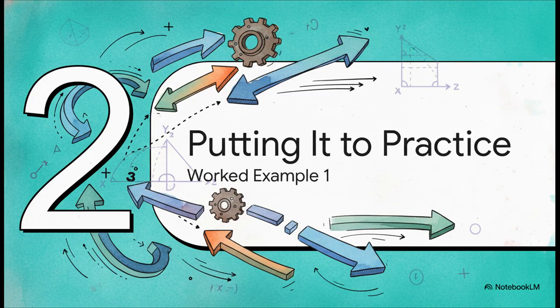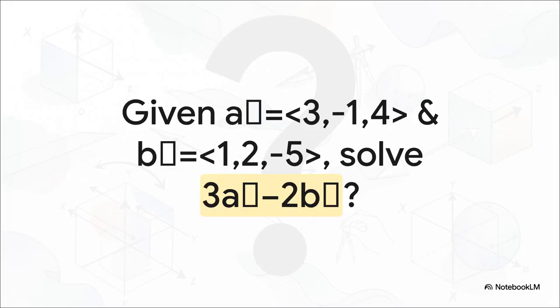Okay, theory is great and all, but let's actually see how this toolkit works in the real world. We're going to combine both of those operations we just talked about into one problem, just to see how the rules stack up. So here's our problem. We've got two vectors, A and B, and we need to figure out what 3 times vector A minus 2 times vector B is. Now, this might look a little messy at first, but all we have to do is follow the good old order of operations.